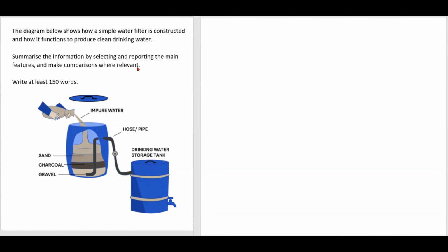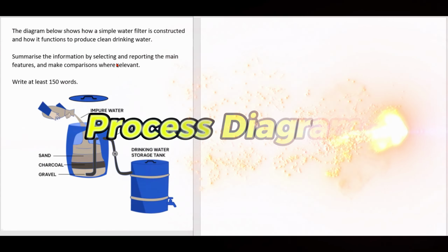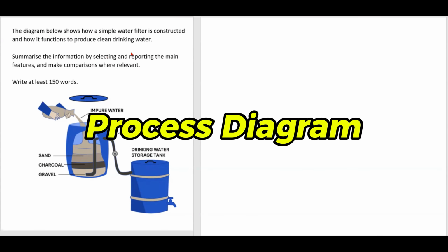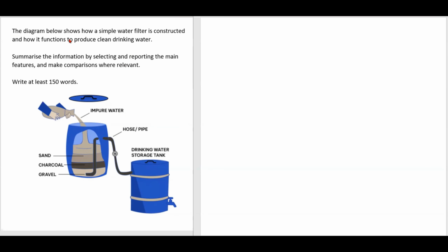You may have to face a process diagram like this in IELTS Writing Task 1 if you are taking the academic variety. Let's practice this together, shall we? The diagram below shows how a simple water filter is constructed and how it functions to produce clean drinking water. So in the prompt, it says shows, but we're not going to use that word.